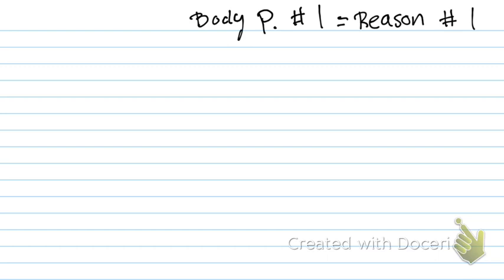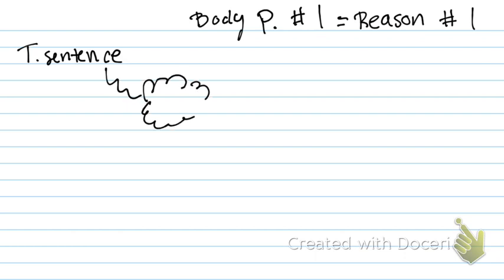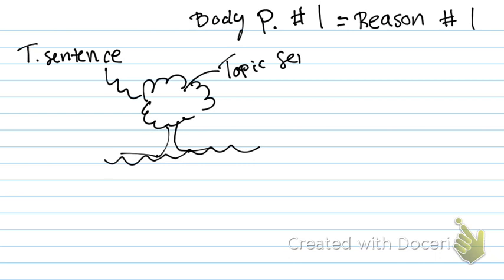Okay, so the first thing that we need to do is write a topic sentence. So you're going to say, okay, well, what is a topic sentence? Well, I want you to imagine a tree, right? A tree's got a lot of different parts to it. The top part of the tree, that's going to be the topic sentence, right? This is what is going to bring the whole thing together, right? That's what makes sure it's not bare.